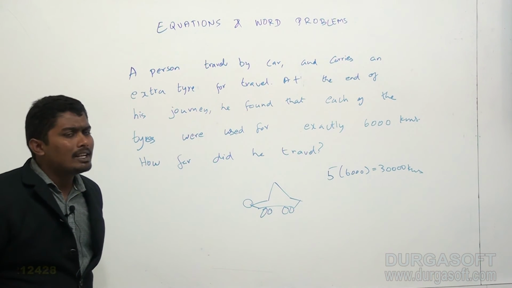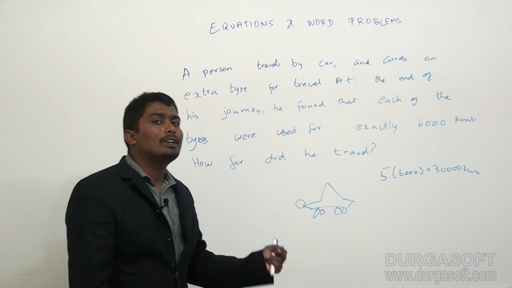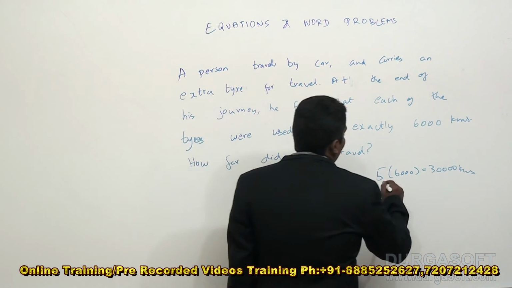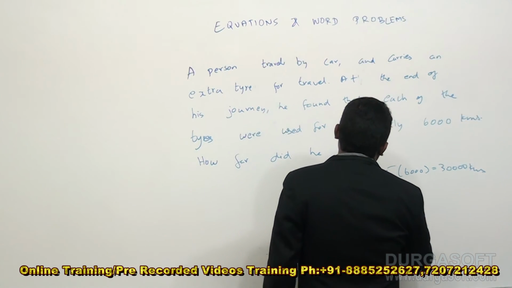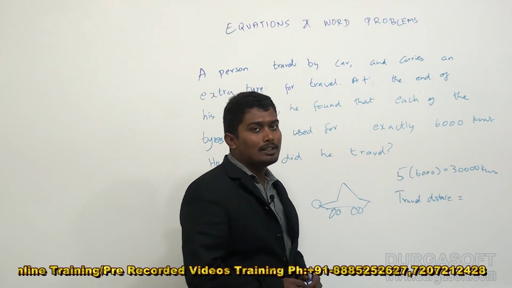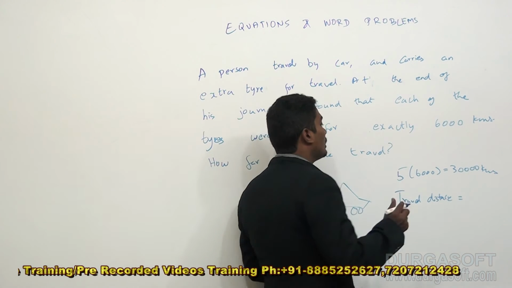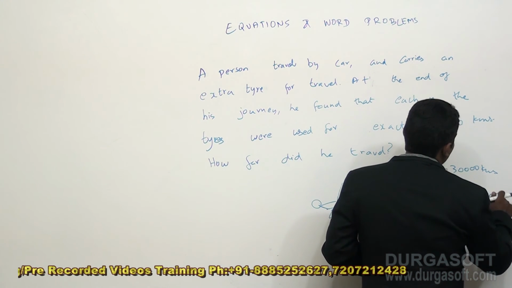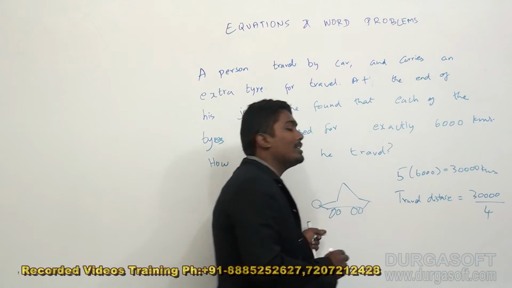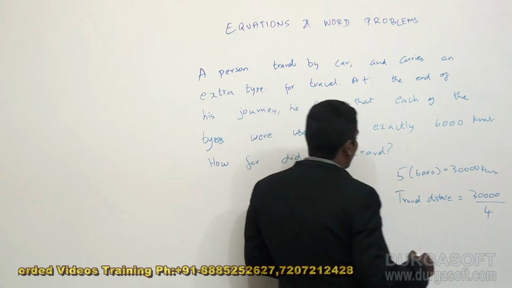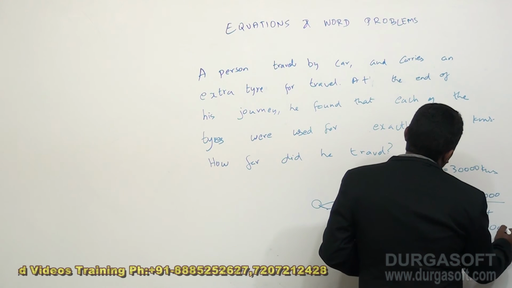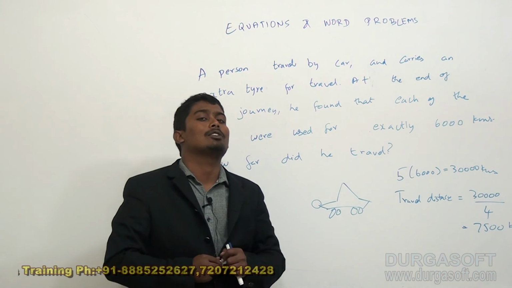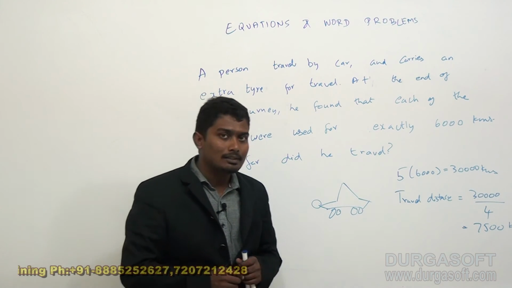I know that whenever he travels there will be 4 tires involved. So we can say that the total travel distance will be equal to 30,000 kilometers equally divided among the 4 tires that are being used at that time. So 30,000 divided by 4 is 7,500 kilometers. So the total travel distance will be 7,500 kilometers. That will be the answer here.